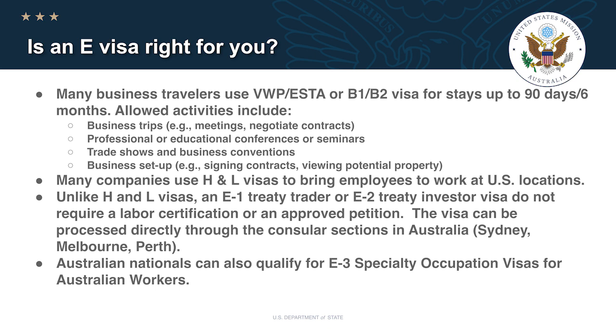In Australia, we have a very specific business class of visa, the E3 specialty occupation worker visa for Australian workers. That is different from an E2 in the sense that an E3 is for a worker in the United States. An E2 is more for the investor or entrepreneur, someone starting a business or growing their business, such as a subsidiary, in the United States.